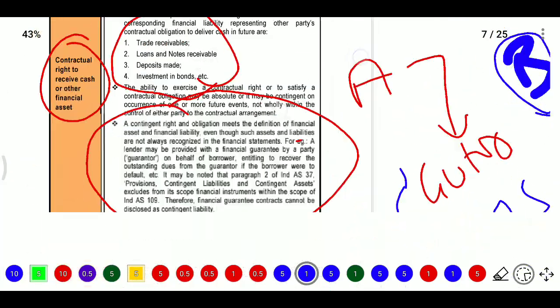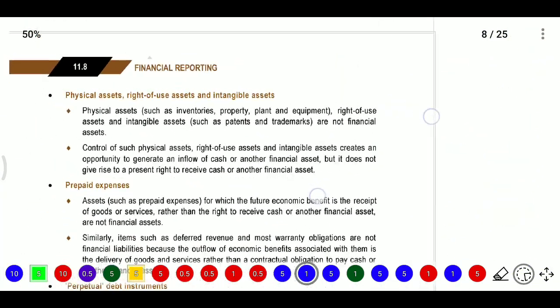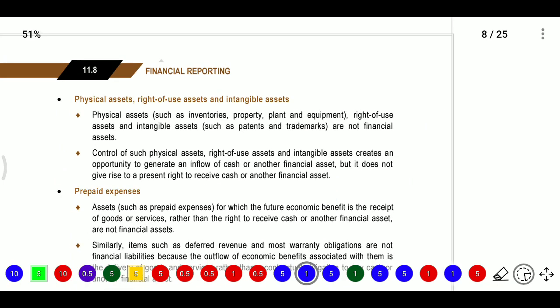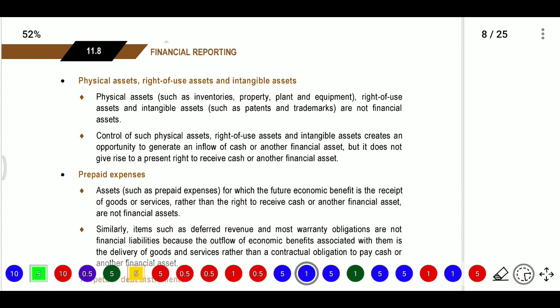And after that, we need to look at what physical assets, what right-of-use assets and what intangible assets we have. Physical assets are things like inventories and PPE, and we also have ROU. ROU is used in Ind AS 116, that is, lease cases. We will use the ROU, right of use. And intangible assets such as patents and trademarks are not financial assets. So whatever physical assets, right-of-use assets or intangible assets we have, they do not become financial assets.